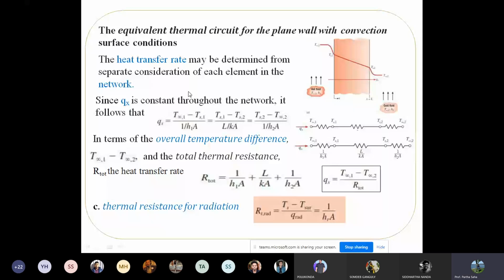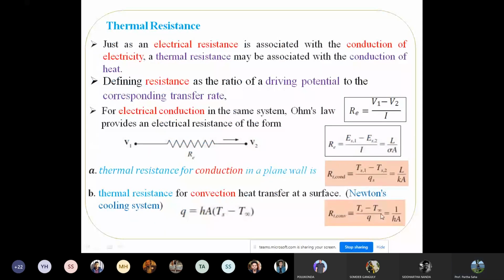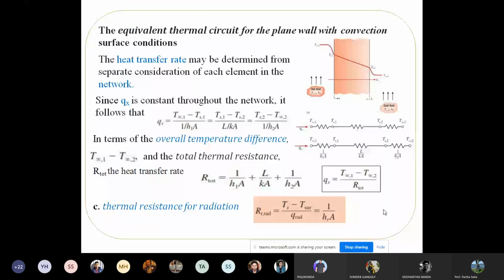So in Qx, the heat flux is constant throughout the network. Actually, in each case, the flux will be the same. It can be given by Qx equal to T infinity 1 minus Ts1 by 1 by h1A. This is coming from this equation, remember, just rearranging this term. Q equal to this by this one. You should remember this equation. This is the same equation. Then Ts1 minus Ts2 by L by kA, and then Ts2 minus T infinity 2 by 1 by h2A. I hope you understand this expression.